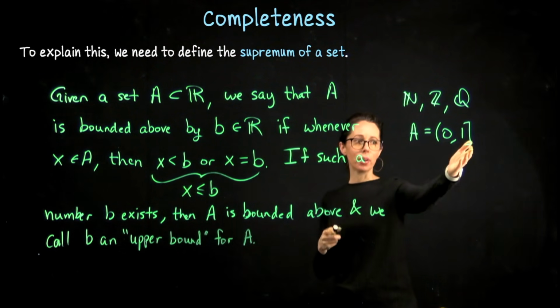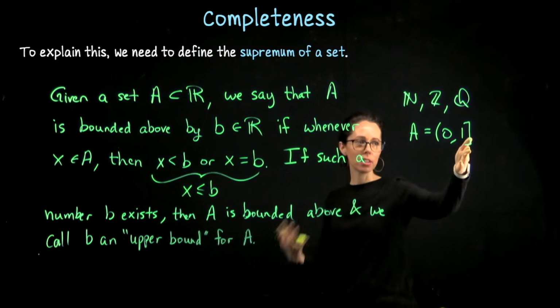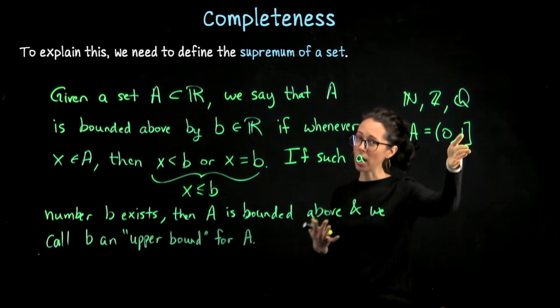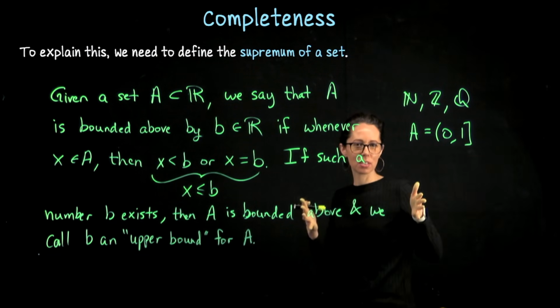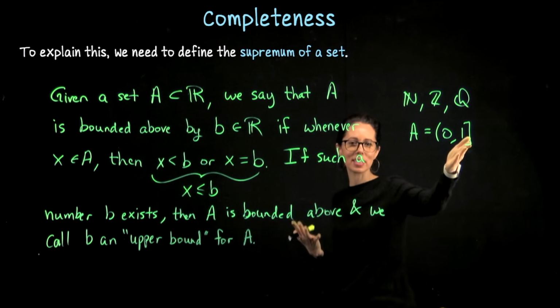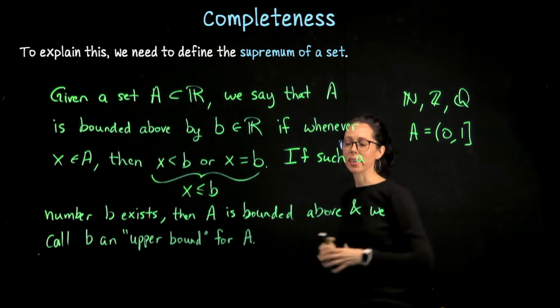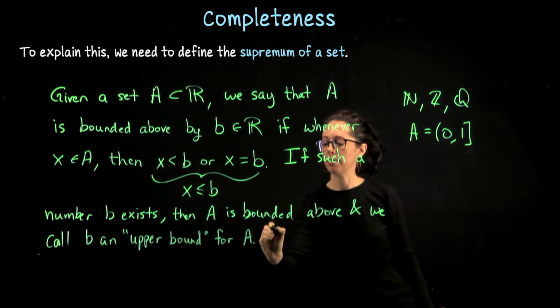Going back to this example, I said that 5 was an upper bound, but that's a random choice. 10 is an upper bound, 100 is an upper bound, 2 is an upper bound, 1 is also an upper bound. And somehow the number 1 feels like maybe the best upper bound, if you will. It's the closest to A is what it feels like to me, just looking at this example. And again, that's leading us to this notion of supremum.